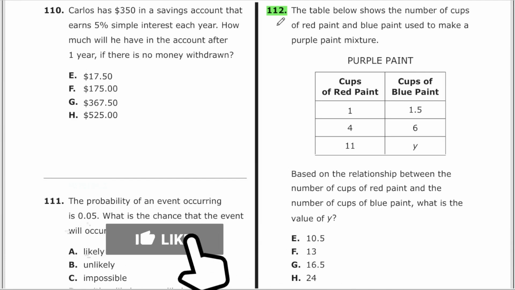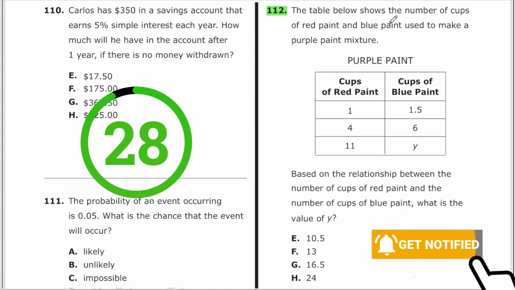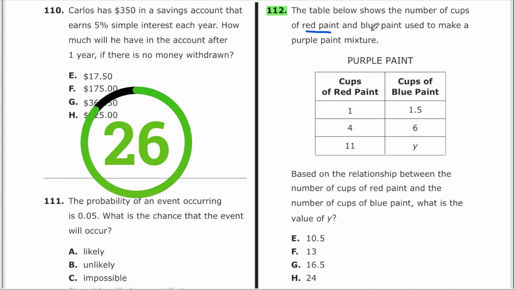So, how can you do this problem in 30 seconds or less? The table below shows the number of cups of red paint and blue paint used to make a purple paint mixture. Based on the relationship between the number of cups of red paint and the number of cups of blue paint, what's the value of y?